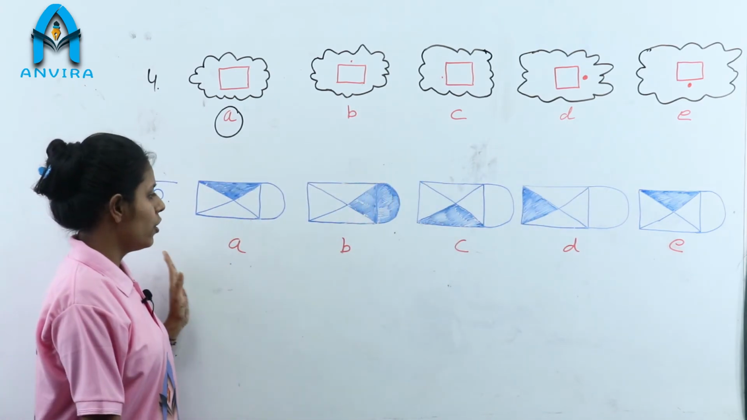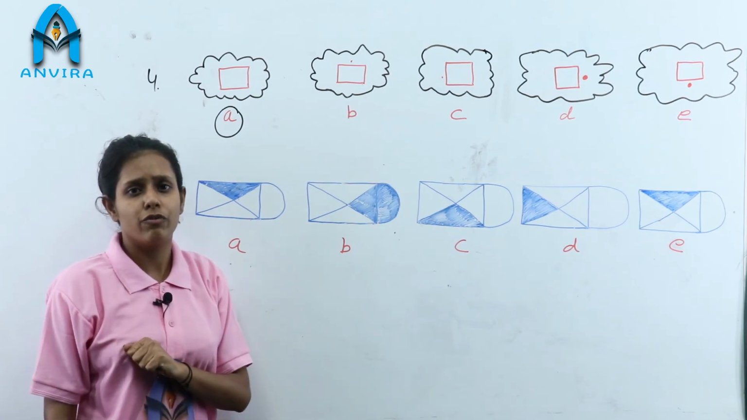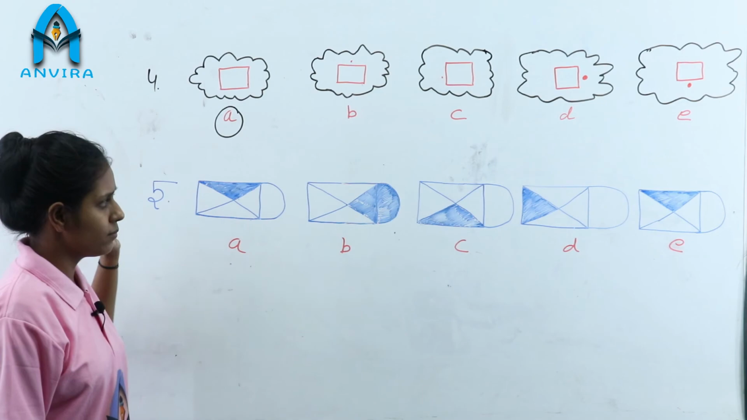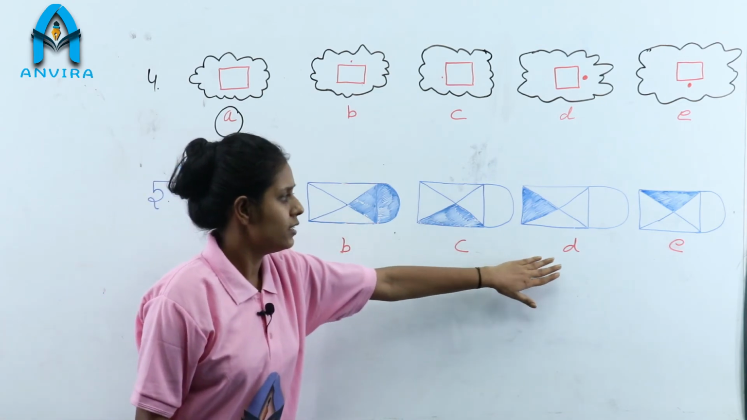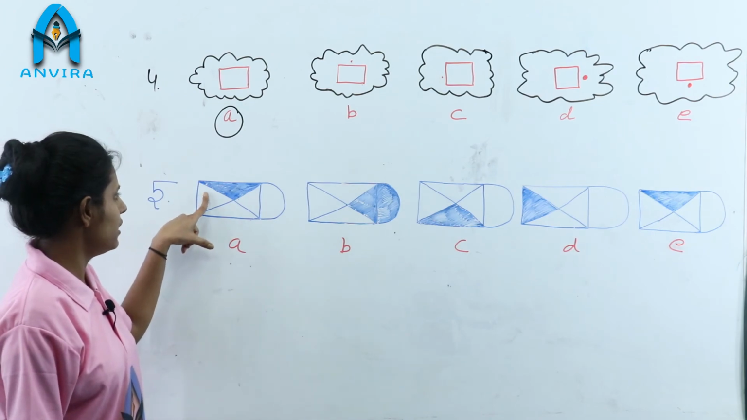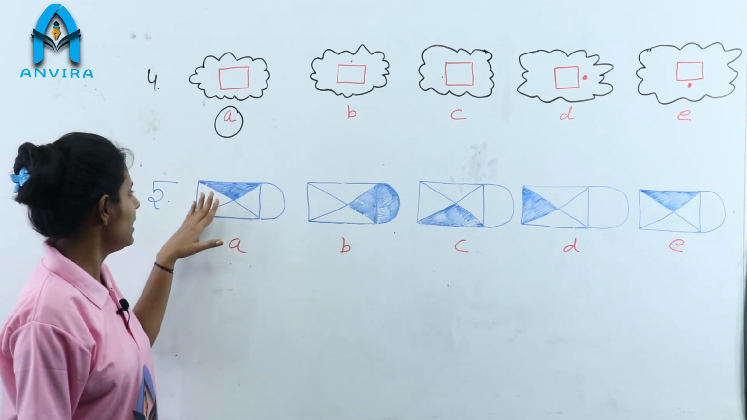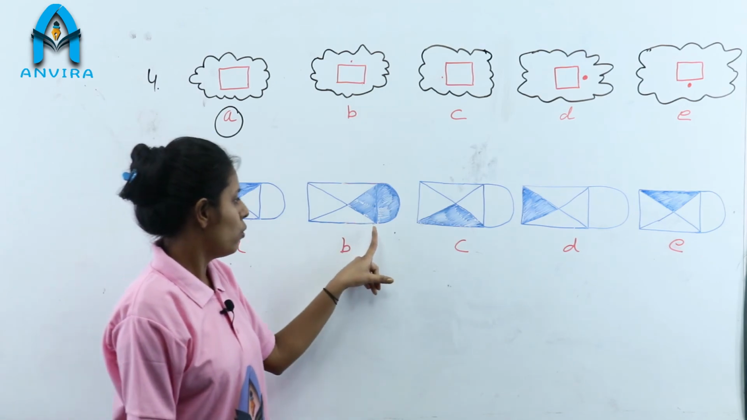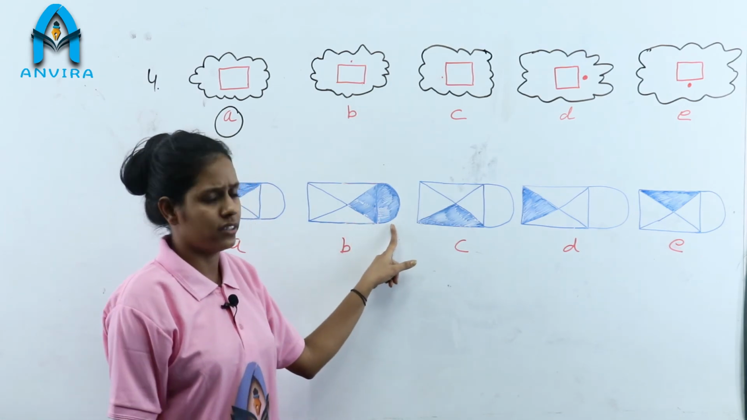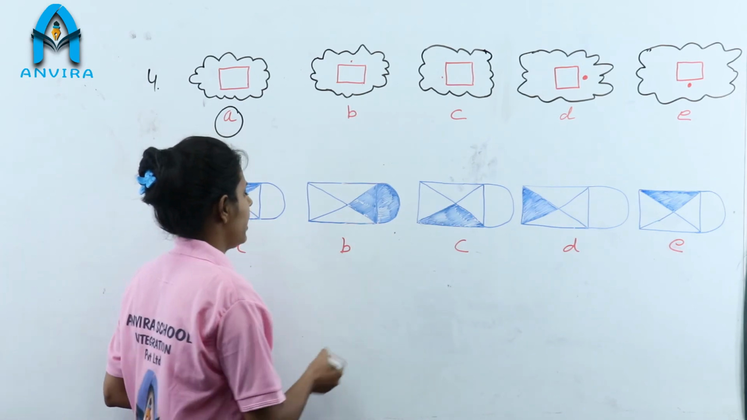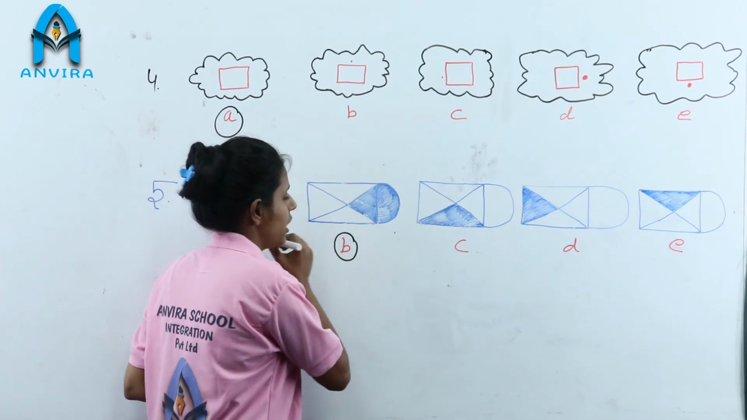Now observe which option is the different one. In options A, C, D and E, one triangle is filled with color. But in option B, one triangle and this pattern is also filled with color. So the correct option is option B.